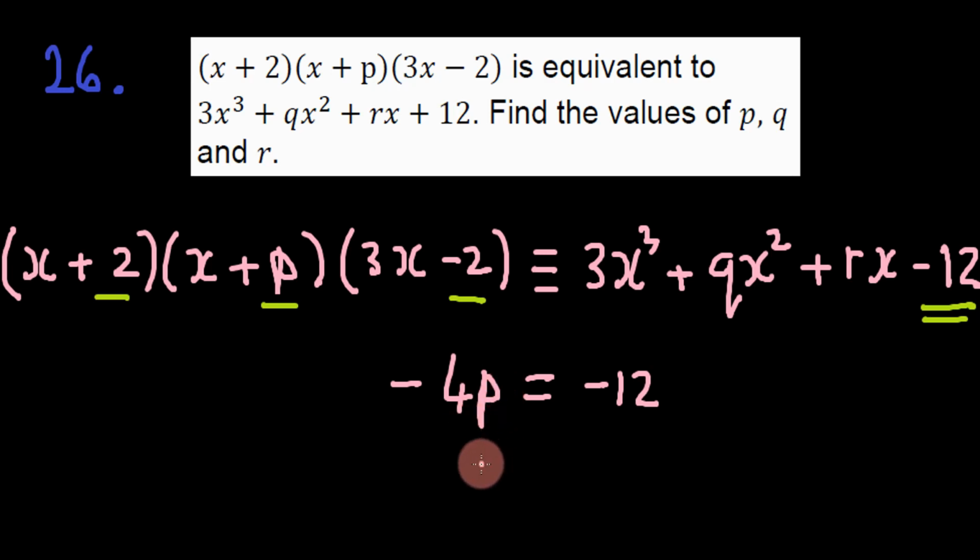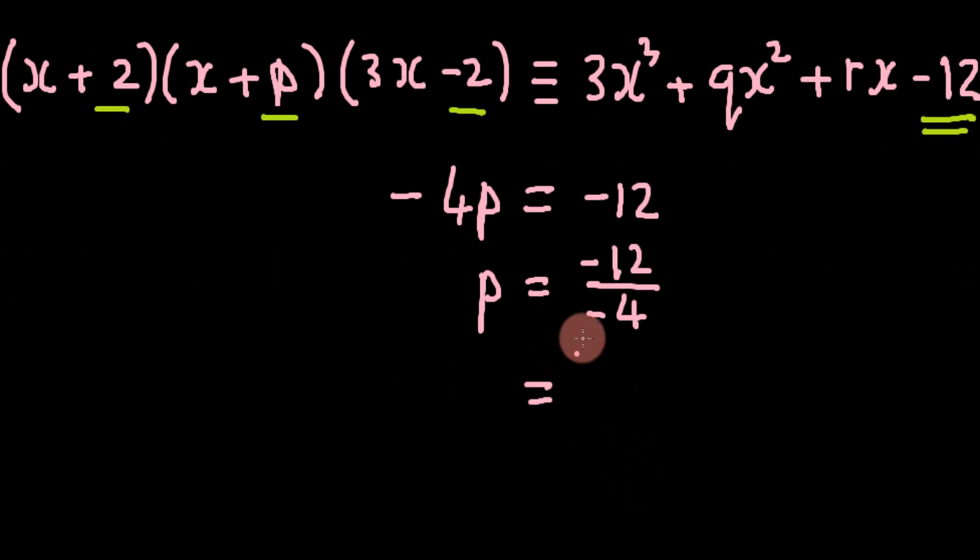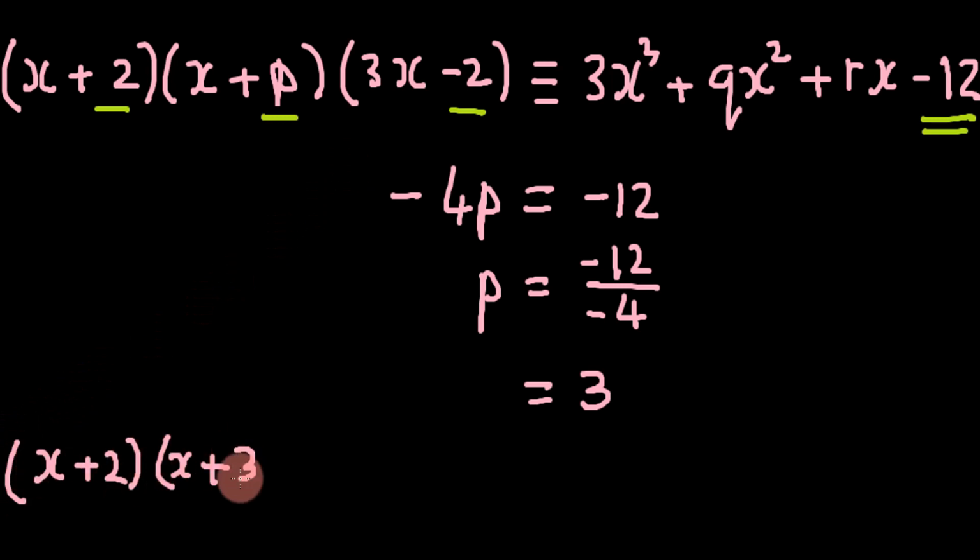Now we can solve for P by dividing -12 by -4. A negative divided by negative is a positive, and 12 divided by 4 is 3. So now that we have the value of P, we can plug it back into the left-hand side here. And this must come to the right-hand side.